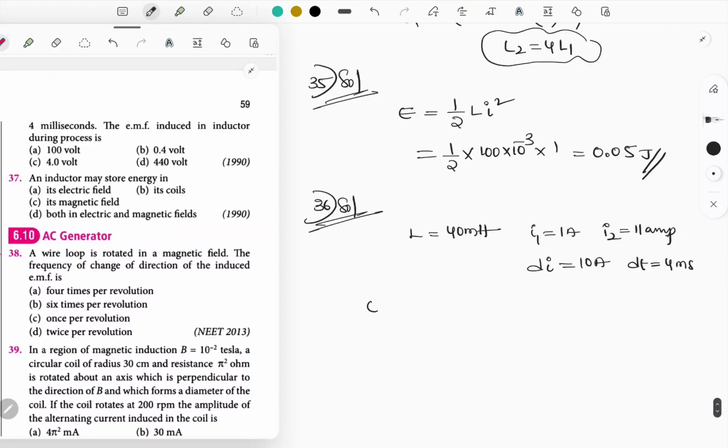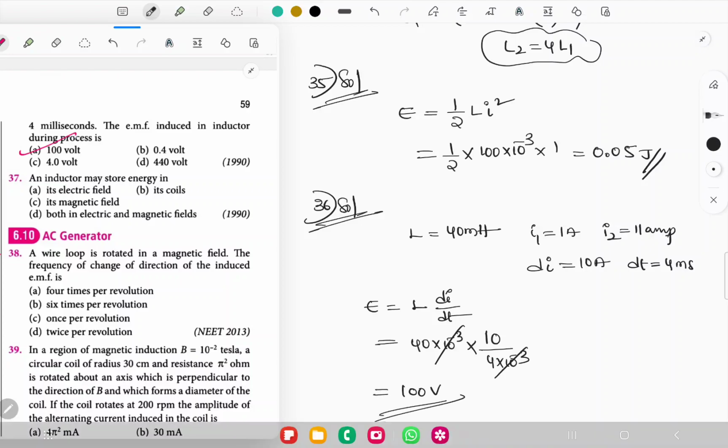The question they are asking is induced EMF. Induced EMF is equal to L into di by dt. The change in current is 10 ampere. L is 40 into 10 power minus 3. The change in current is 10 amperes, correct. So it is 10 ampere divided by the time, 4 milliseconds, which is 4 into 10 power minus 3. 10 power minus 3 will get cancelled, and it's going to be 100.